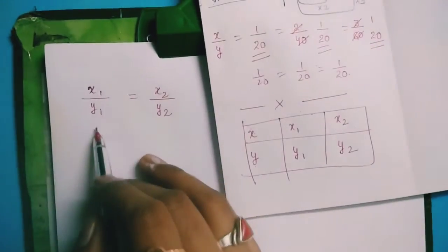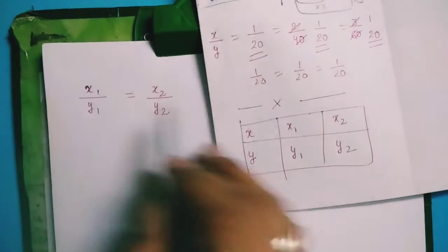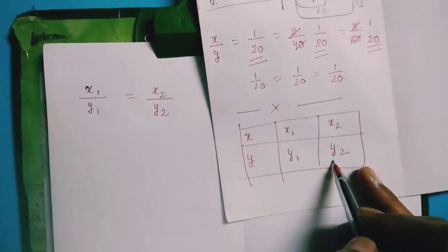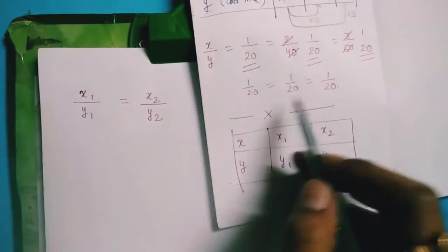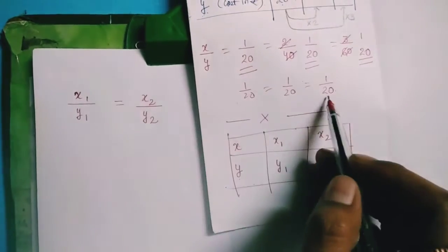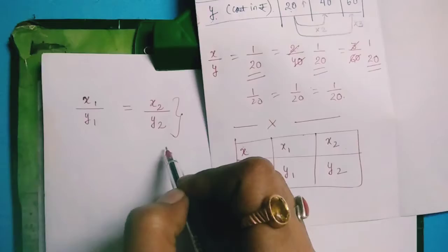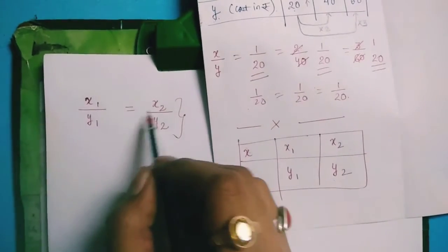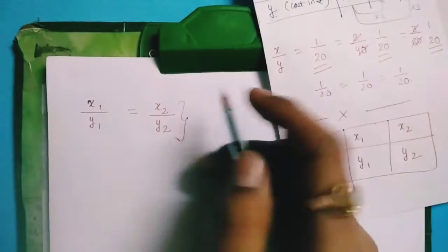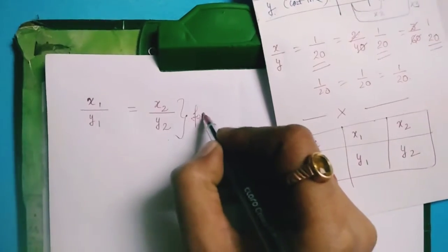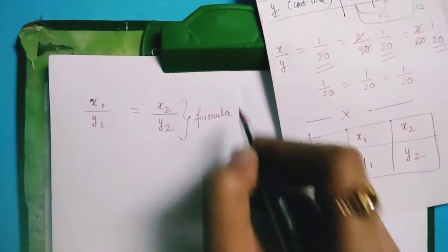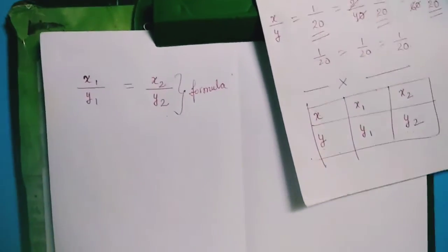Okay, so x1 by y1 is equal to x2 by y2, because we have seen that their simplest forms are equal to each other. So if they are in direct proportion, their simplest forms will also be equal. Using this formula, we will find the values of the unknown.